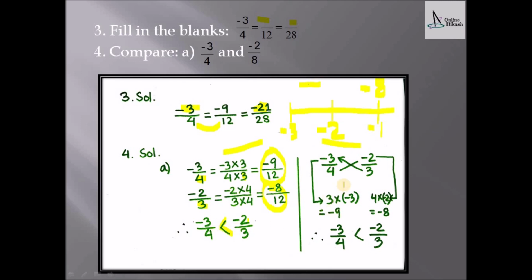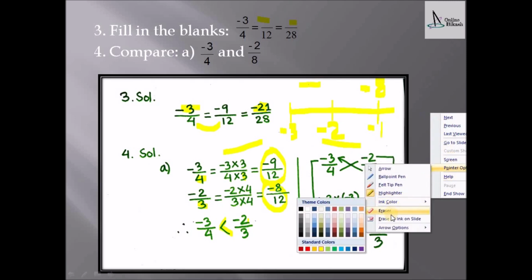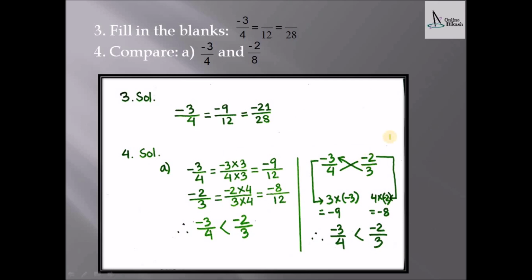In the second method, first of all you have to write the rational numbers in this way, minus 3 by 4 and minus 2 by 3. Then you multiply them. Many students are not writing it in this way. But if you are going to use the second method, then you have to do as I am doing here.